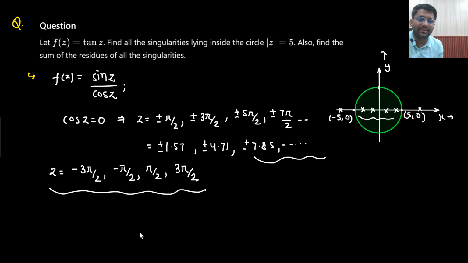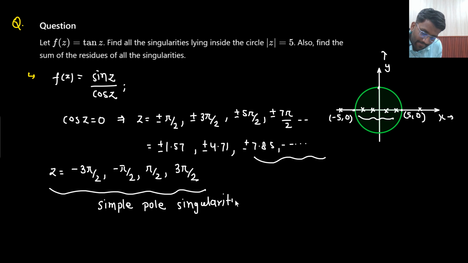What does that mean? That means, sir, these poles are not being repeated, and I find out these singularities by putting the denominator equals to 0. That means, sir, it is simple pole singularity. So what does our method say?